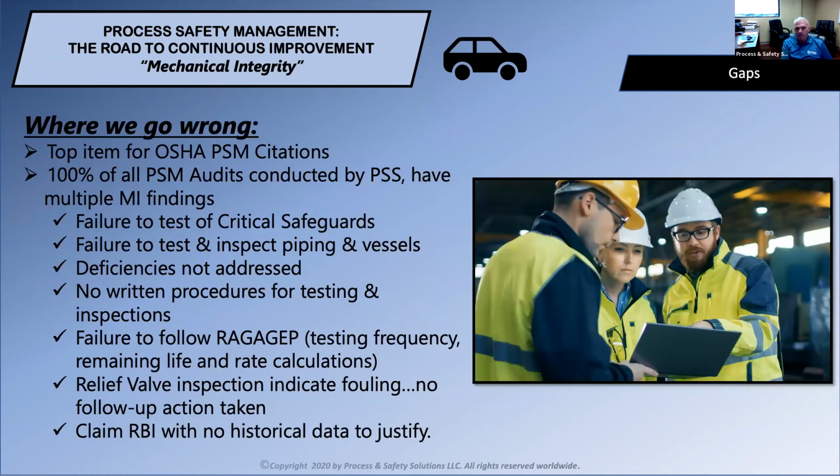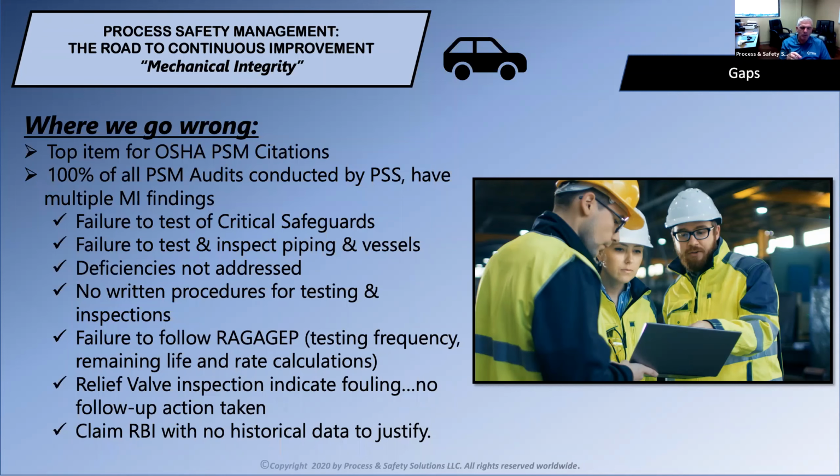So where do we go wrong? Here's where we see the gaps. And really, it's one of the top 10 and actually probably top 1 for OSHA PSM citations. When you remove all of the fluff that kind of goes along with some of these citations, it really comes down to mechanical integrity as being the number 1. And really, we've done here at PSS, we're coming up on 300 PSM audits. We have yet to do one audit where we've not had MI issues as some of the findings. So MI is a big issue, and it continues to be one.